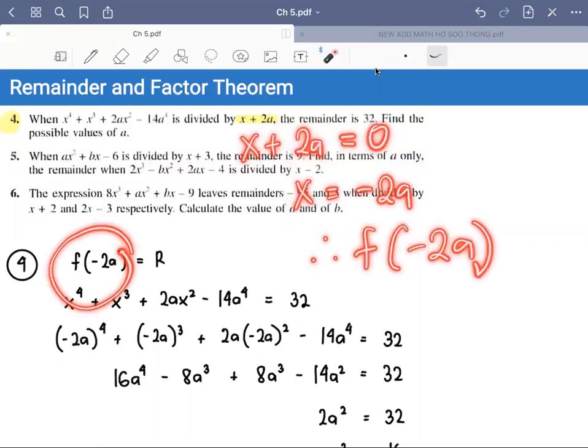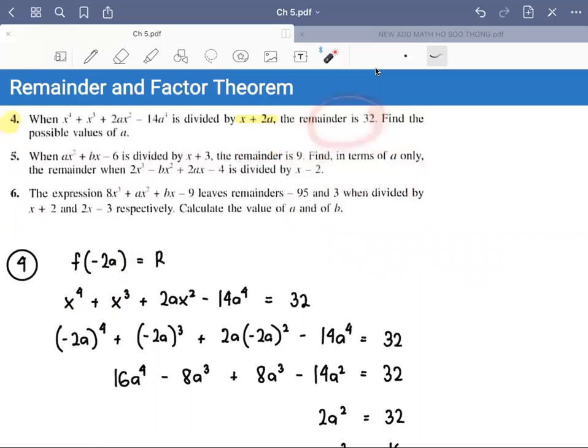All right. And then the remainder is 32. That means this is your r. That's why the function f of negative 2a is equal to the remainder. So r is 32. Of course, this is your expression, and then we are looking for the values of a. Again, values is plural. That means we'll have two values of a.